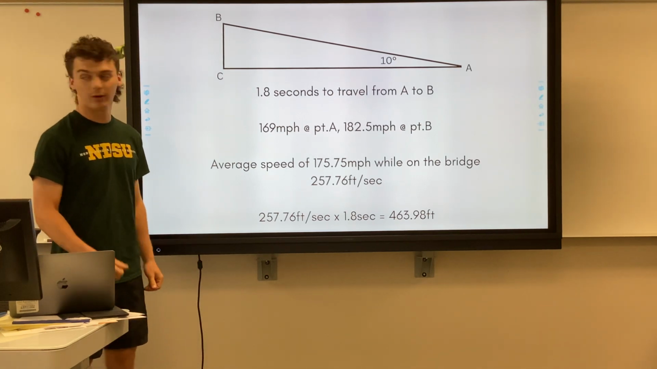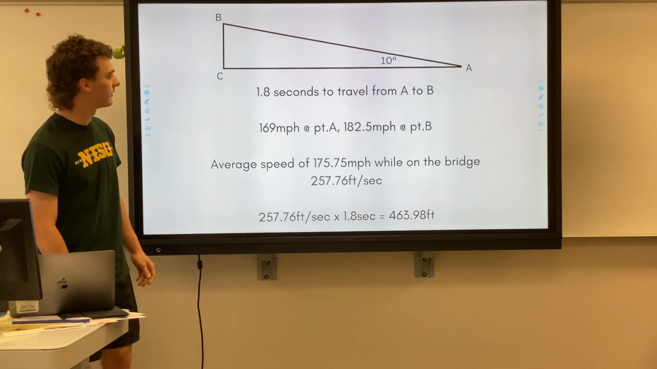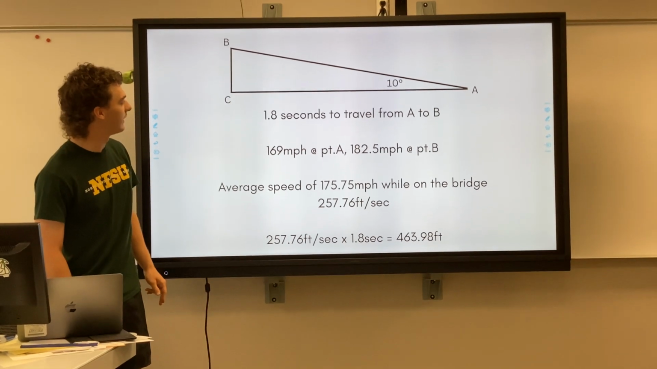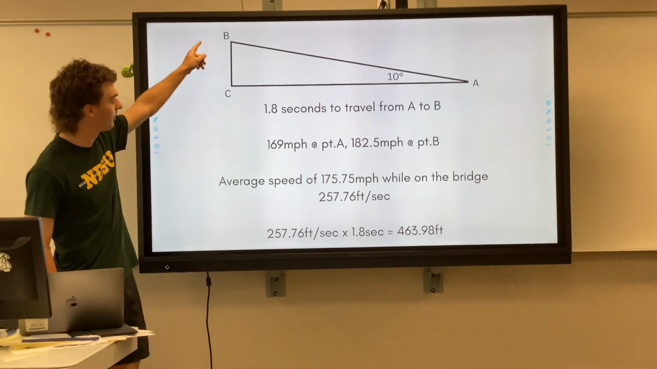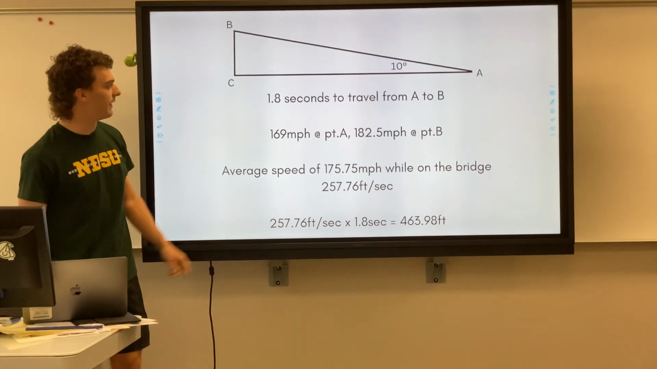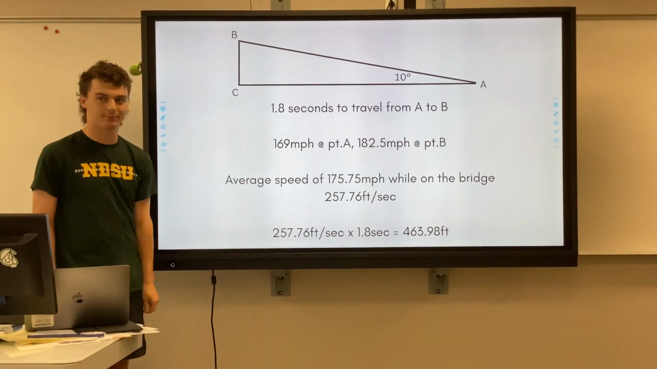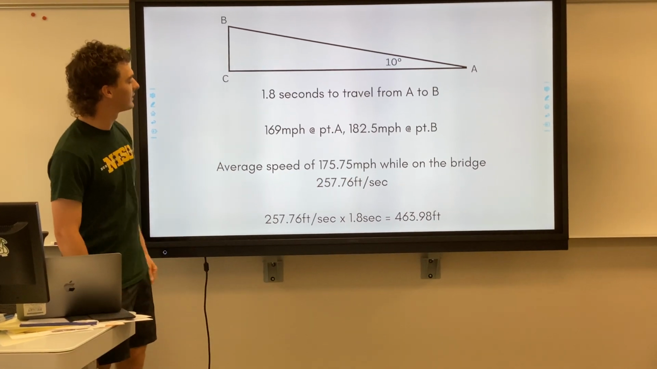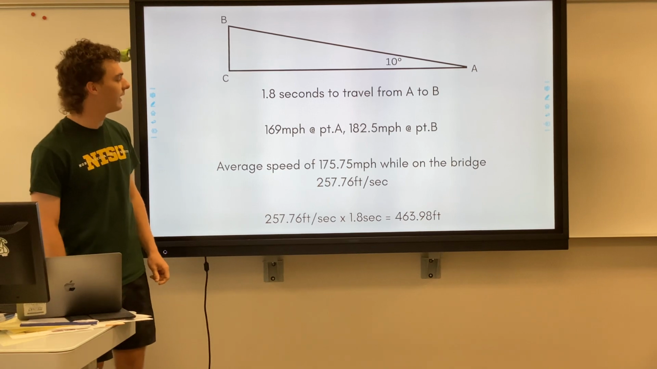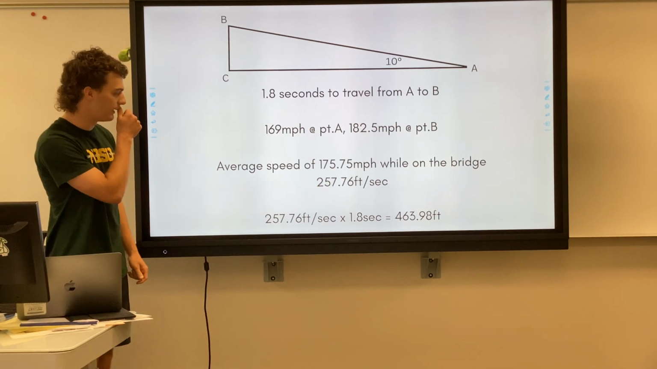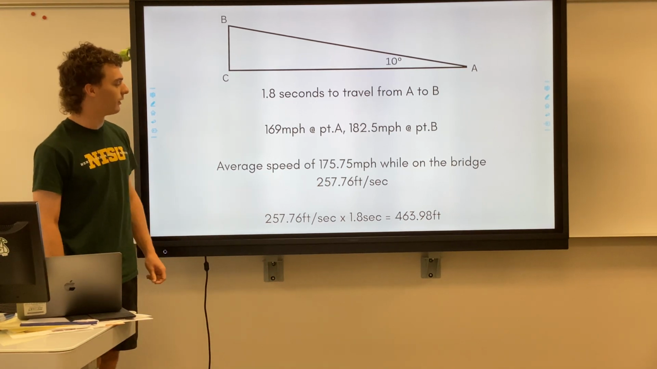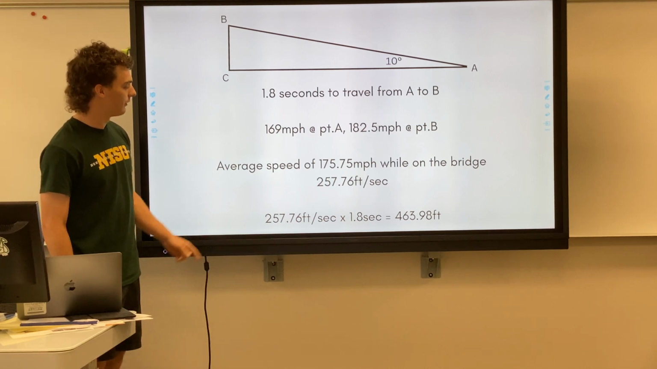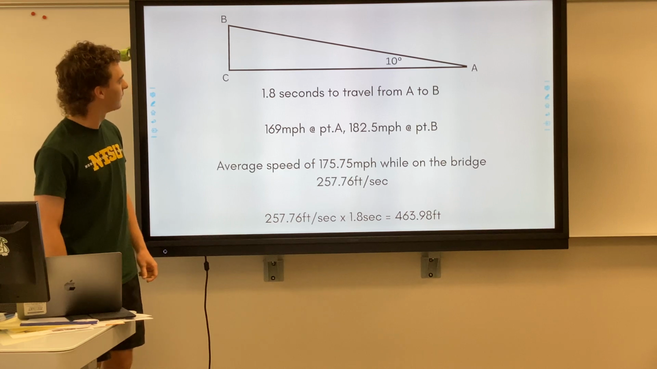I watched the clip and timed how long things took, and this is a little graphic of what the bridge would look like. It takes 1.8 seconds to travel from point A to point B, and the bridge was at 10 degrees, which I found just by using a protractor on the screen. If he's at 169 miles per hour at point A and 182.5 at point B, he has an average speed of 175.75 miles per hour on the bridge, or 257.76 feet per second.